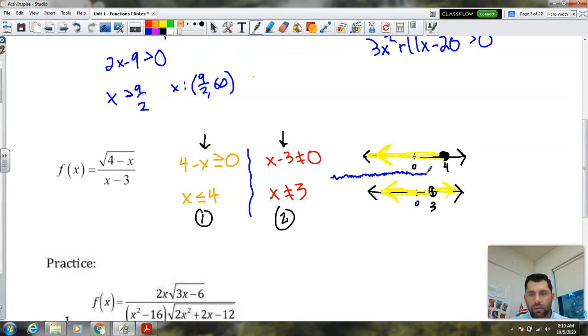And then all of a sudden I get to 3 and I have to stop. I can't use 3 in my domain because it would make the denominator equal to 0. So I know I have to pause at 3 and then I keep walking, and then boom, I hit another stopping point at 4. So 3 I have to stop, 4 I have to stop. But if I keep walking here, this part of the domain doesn't work.